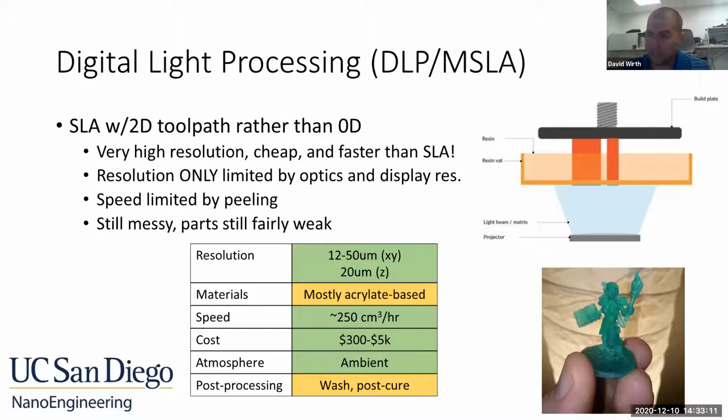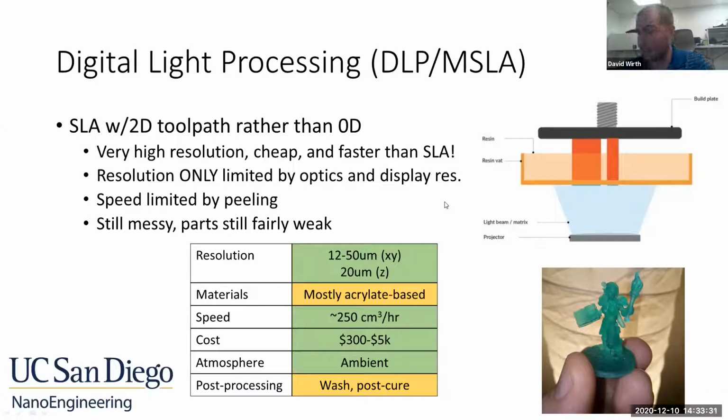Same kind of limitations. Your resolution is a little bit better with this DLP method. It can be a lot better if you use lenses to focus things down. Xiao Chen's group does that a lot. But yeah, there's a lot of advantages here, mainly the speed, right?